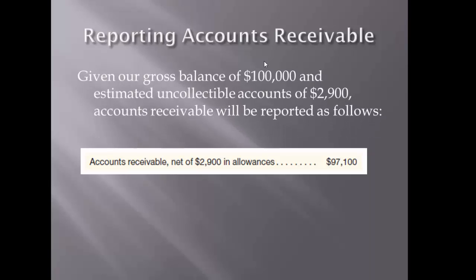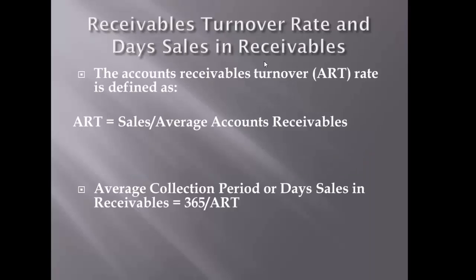So as we can see, given our gross balance of 100,000 and estimated uncollectible accounts of 2,900, accounts receivable is reported as 97,100 net amount. The accounts receivable turnover rate reveals how many times receivables have been collected during the period. More turns indicates that receivables are being collected quickly. The average collection period measures how many days on average that it takes a company to collect its receivables.